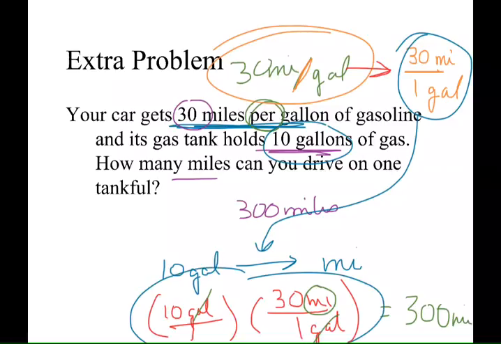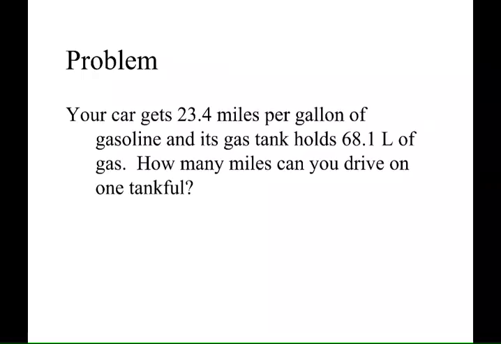But I'll tell you that this down here is working it using the factor label method. So now this is the problem that you actually have in your notes. It looks similar, but it's not quite. Instead of getting 30 miles per gallon, we are getting 23.4 miles per gallon. So not quite as good mileage. And instead of our tank holding 10 gallons, it holds 68.1 liters.